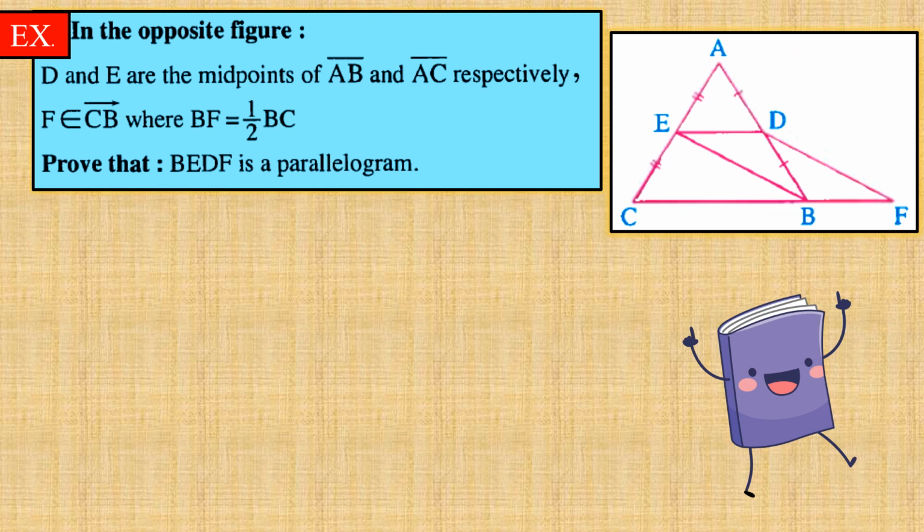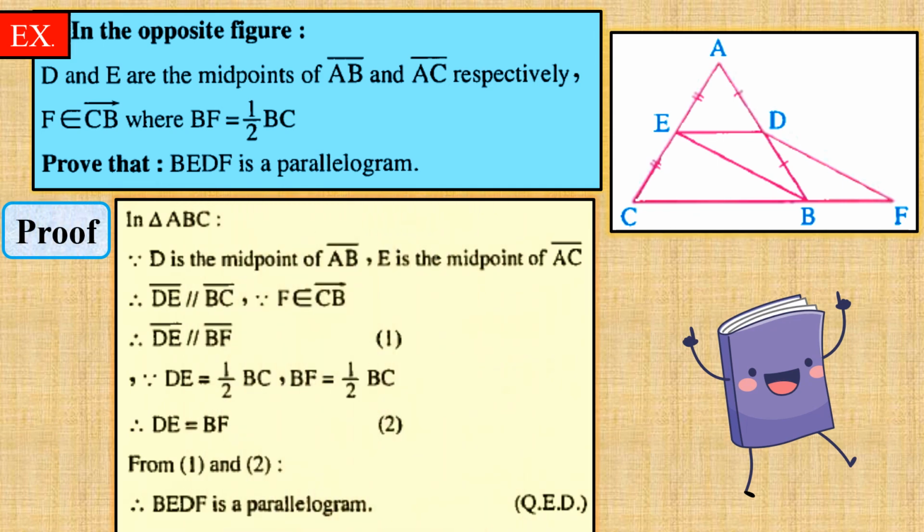Okay, the last example here. In the opposite figure, D and E are the midpoints of AB and AC. F belongs to CB, where BF equals half BC. Prove that BEDF is a parallelogram.